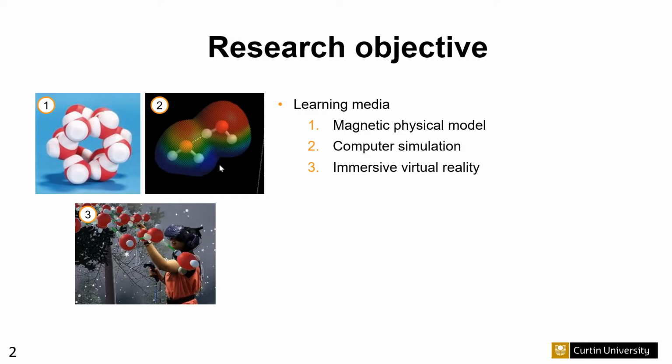Okay, so for this project, we use three learning media. First is a magnetic physical model, which is a representation of a water molecule. You can see the red is oxygen and white is hydrogen. This model has magnets to emulate how water molecules interact with each other. Second is computer simulation. We use Odyssey. It has capabilities to show dynamic and colorful simulation of electron density and other properties of water molecules.